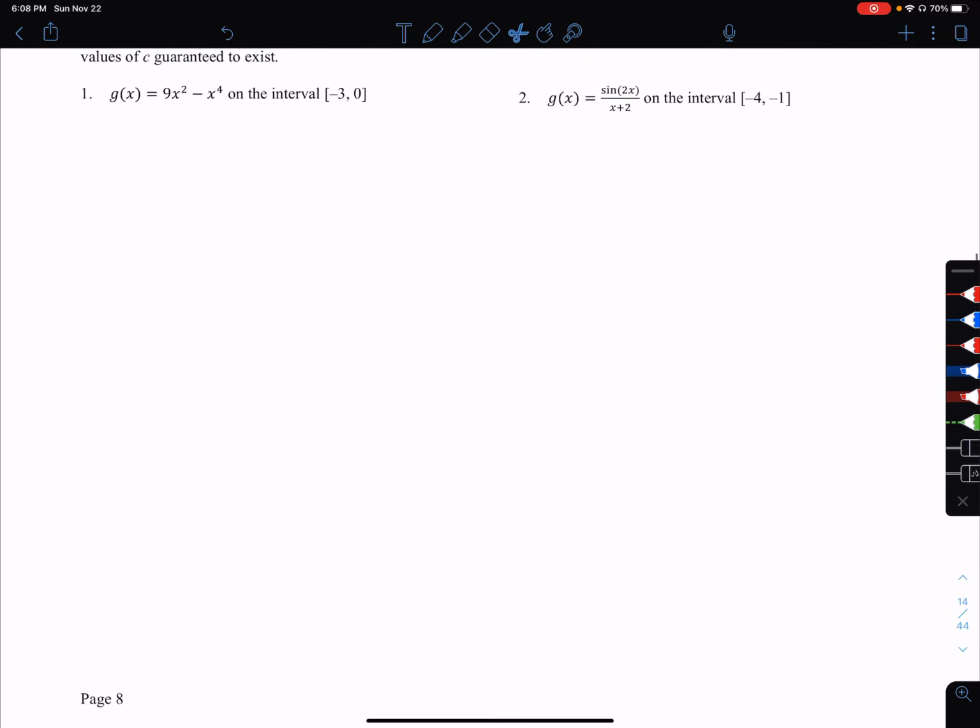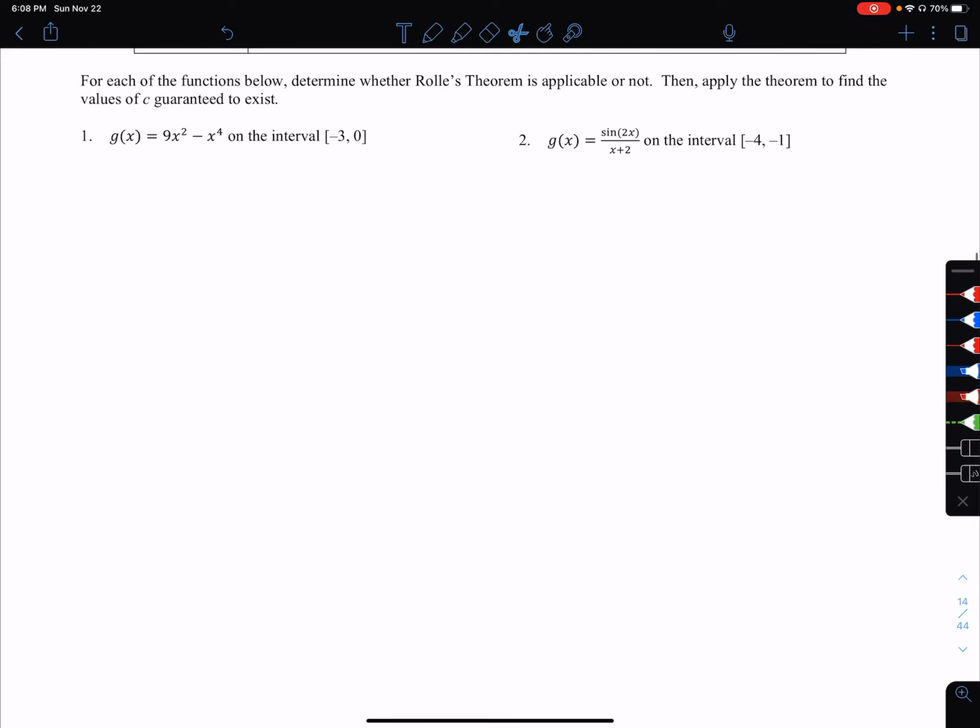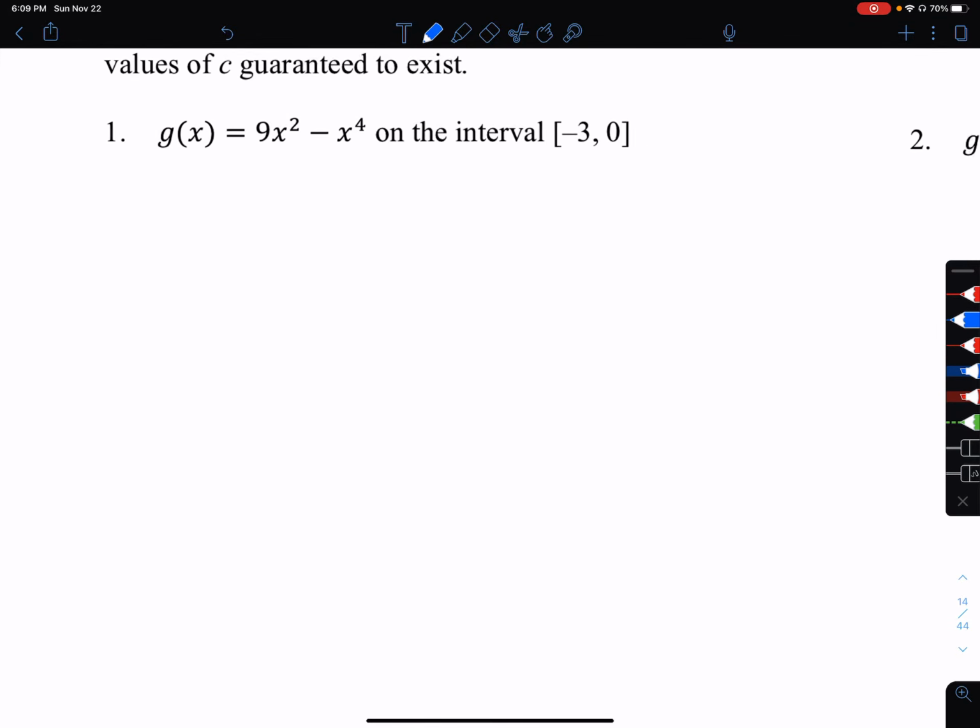All right, let's check out some examples here without graphs. For each of the functions below, determine whether Rolle's theorem is applicable or not. Then apply the theorem to find the value of c that exists.